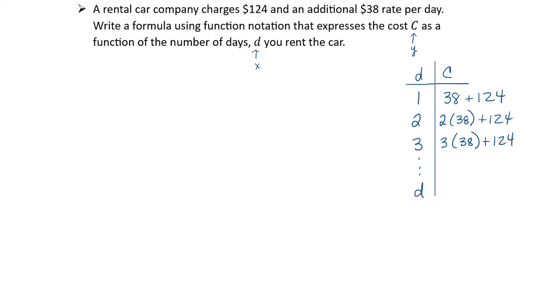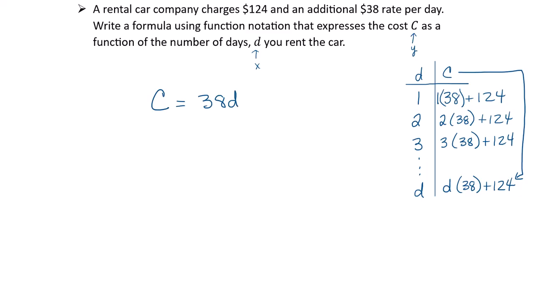If we're going to rent the car for D number of days, this is where the day is going. You can even put 1 up here and see that as D is 1, this is 1. As D is 2, this is 2. As D is 3, this is 3. As D is D, this is going to be D times 38 plus 124. So we can see that the cost is going to be 38D. We'll just switch that around and make it a little nicer, put the coefficient in front, plus 124.